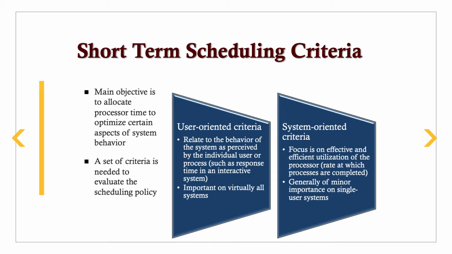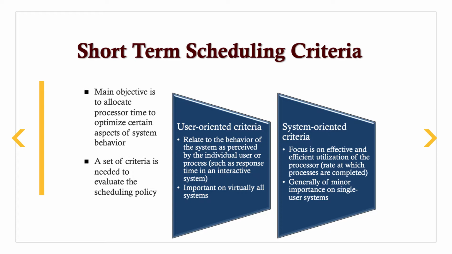We've got user-oriented criteria, and that has to do with the behavior of the system as perceived by the user, right? This is important on almost all systems, and that's the desktop example I mentioned before, where there's a user looking at this interface and saying, gee, why is one thing hanging while another thing goes? Why does it take so long for a program to kick off, right? If we're dealing with user-oriented criteria, we want things to appear to be proceeding along at a reasonable pace and to have multiple things happening at once.